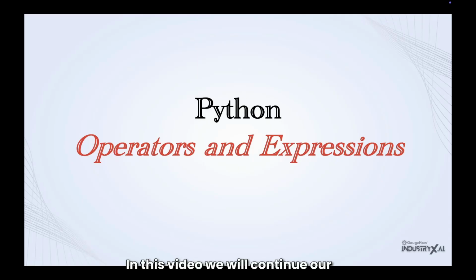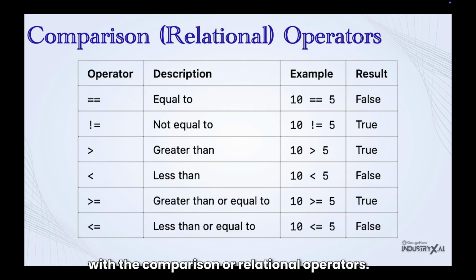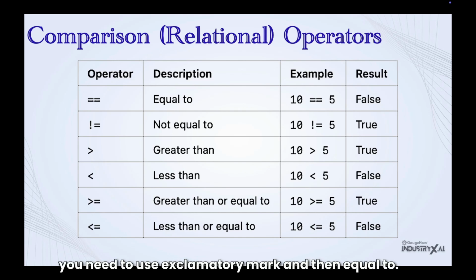Hello everyone. In this video, we will continue our discussion on operators and we will continue with the comparison or relational operators. These operators are used to compare values and return a Boolean result. With the use of these operators, we will always get our output in Boolean data type. It may be either true or false. In the first column, you will find the specific symbols you need to use for comparison operators. First is equal to, second is not equal to, so you need to use an exclamation mark and then equal to.